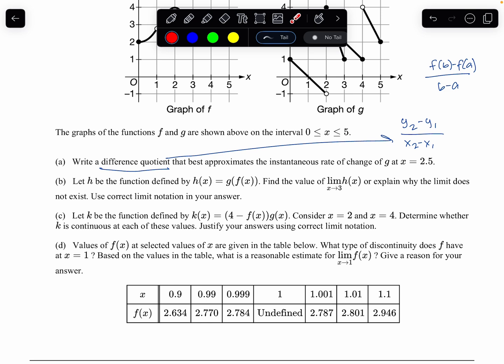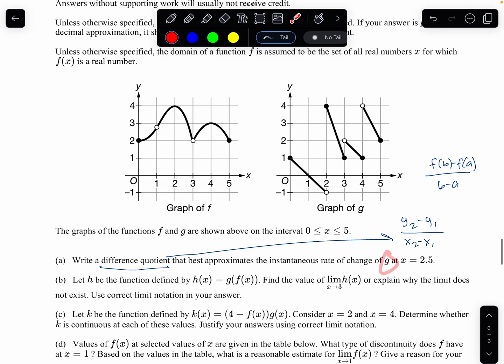And we're trying to find the average rate of change that best approximates the instantaneous rate of change at x equals 2.5 of g. So let's go to g. And x equals 2.5 would be right here. So what's going to best approximate this? What difference quotient is going to best approximate it? This line right here is already linear. Okay, so if that's already linear, then we just have to take these 2 points right here.